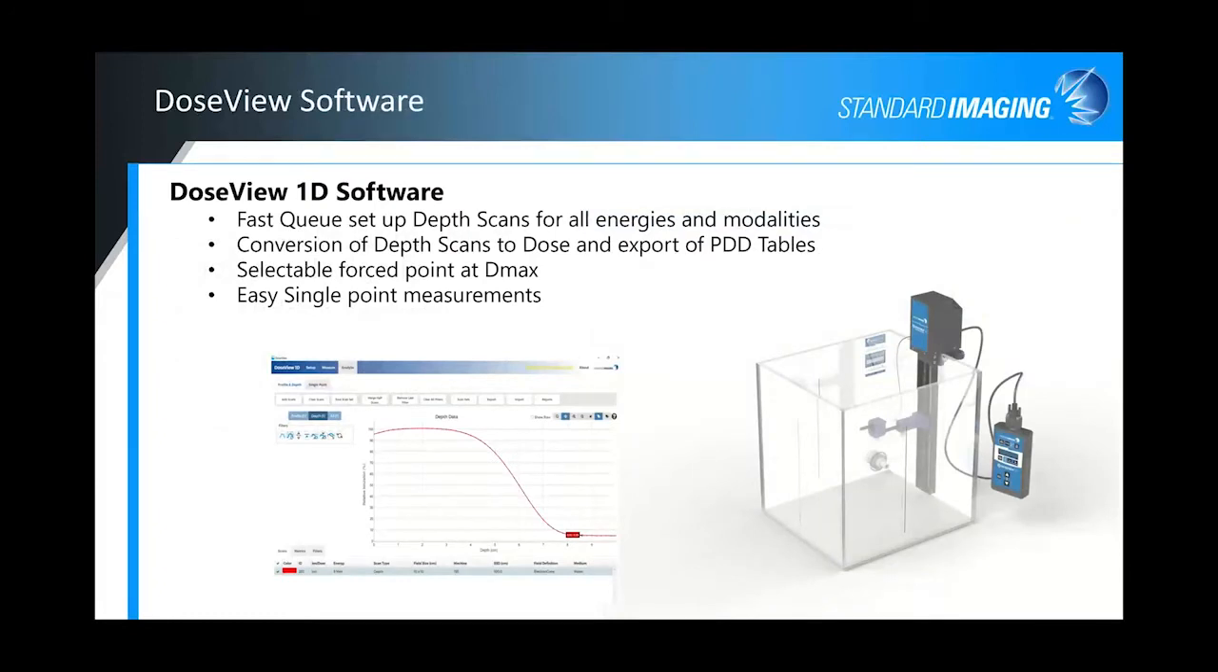But like I mentioned, it's a very, very fast queue setup. You can set those queues up for your depth scans for all energies and modalities. We've got tools for converting the ion depth measurement depth curves to dose, and then the export functionality for those PDD tables. We have a selectable force point at Dmax, which gives you the ability to set up your scan queues and assure yourself that you will still be getting a measurement point at the point of Dmax. And in addition to the depth curve measurements, we also have easy single point measurement capabilities as well.